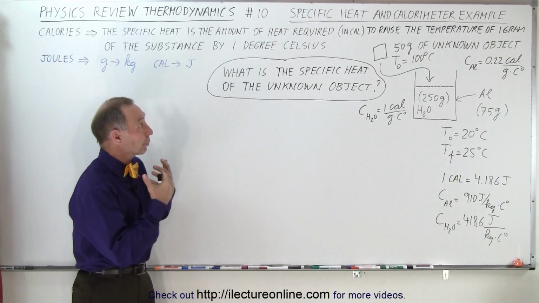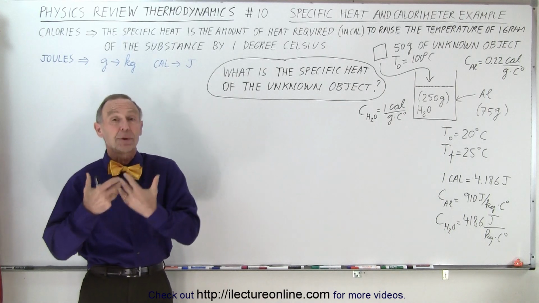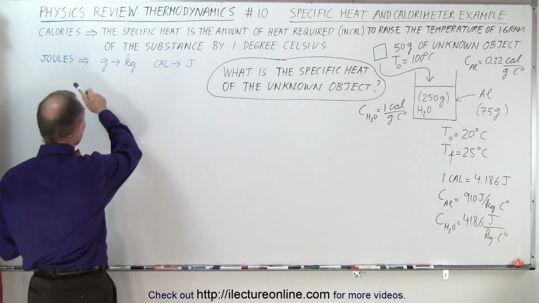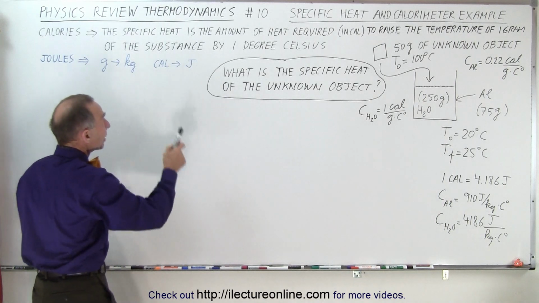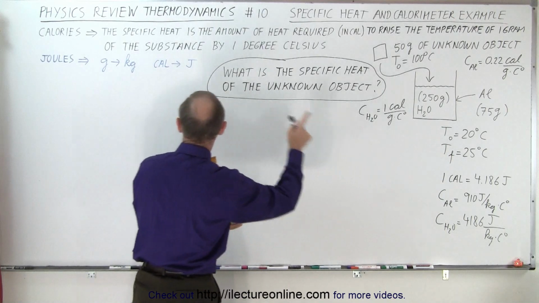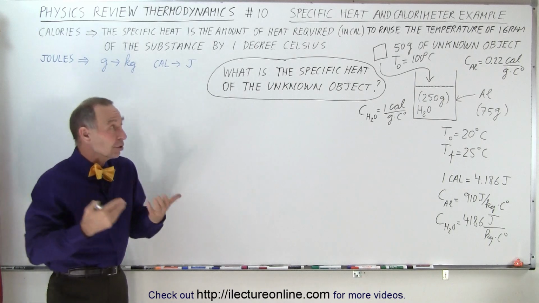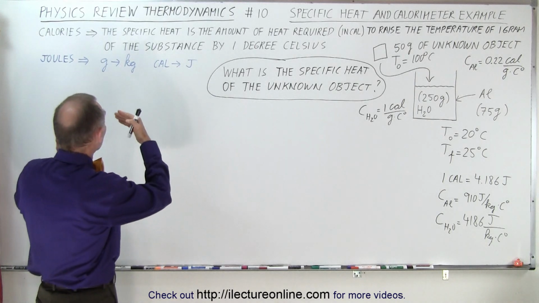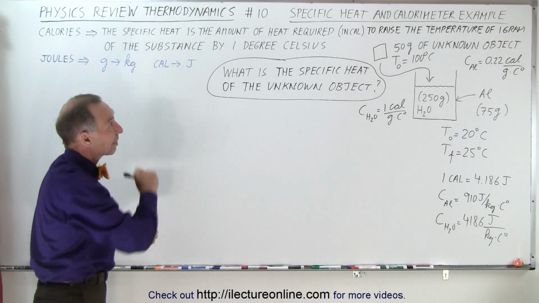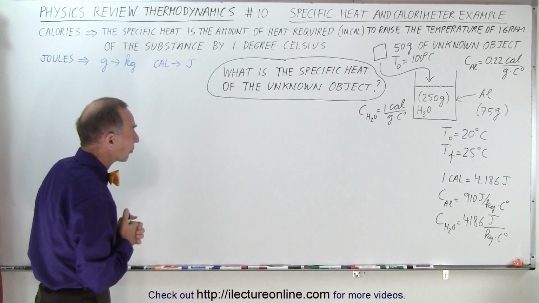In this problem, we're going to review the concept of specific heat and how to utilize it in a calorimeter problem. So we have to remember that in calories, the specific heat is the amount of heat required in calories to raise the temperature of 1 gram of the substance by 1 degree Celsius. But if you want to use metric units, then you say that the specific heat is the amount of heat required in joules to raise the temperature of 1 kilogram of the substance by 1 degree Celsius.